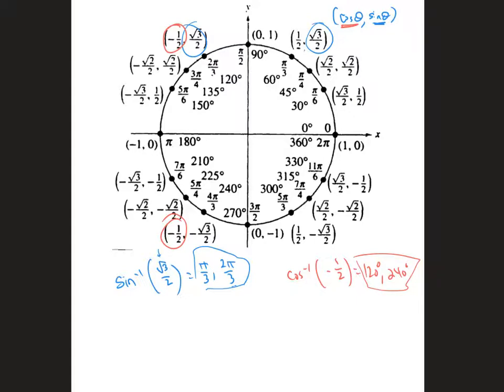So literally when you're finding these inverse trig values, it's finding the coordinate on the unit circle and getting the angle from it rather than going to the angle and then picking out the appropriate coordinate. So one more just to make sure we've got the picture.